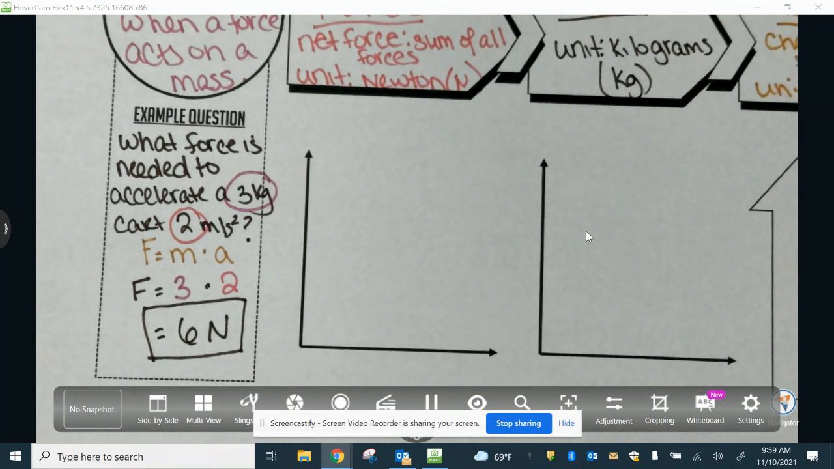Cart, like a buggy, trolley. Does everyone understand how I got that? Yes, ma'am. Okay, it's a pretty simple equation.